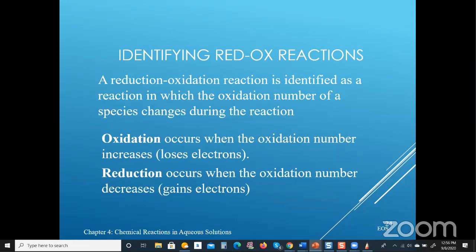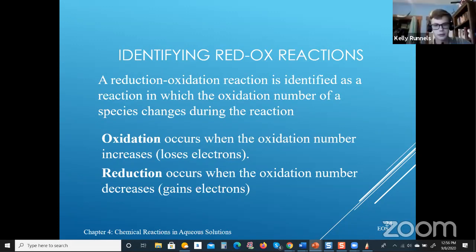As stated here, oxidation occurs when the oxidation number increases for a particular atom. So if the oxidation number increases as you go from reactants to products, if you lose electrons, that means that particular atom is being oxidized. If the atom gains electrons, or if the oxidation number decreases, then that atom is undergoing reduction.